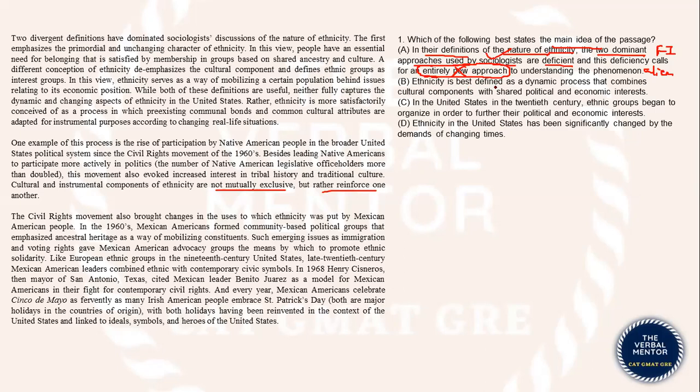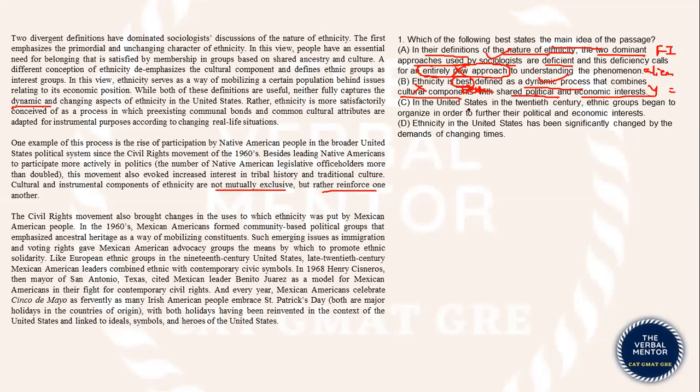Option B, ethnicity is best defined. Okay, we'll look at this word later. It's an extreme modifier. Ethnicity is best defined as a dynamic process. Yes, it's a dynamic process, so this part is correct. That combines cultural components, yes, X plus Y, so this is X, with shared political and economic interests. That's correct. Political interests are also being talked about. So B seems to be the correct answer. The only issue I might have is with the words best defined as. Had it been better defined as, I would have gone with this answer choice right away. But I'm keeping it for now, and I'll see if I can find a better answer choice. If I can't, I'll have to come back to it.